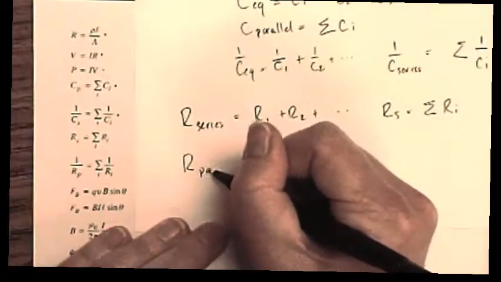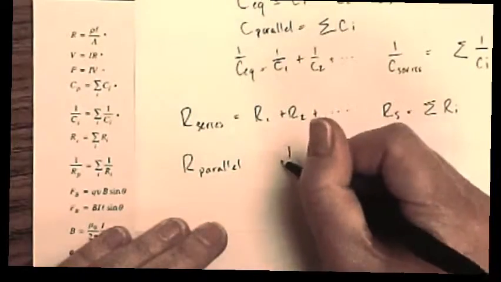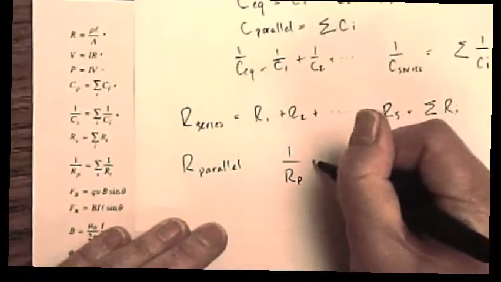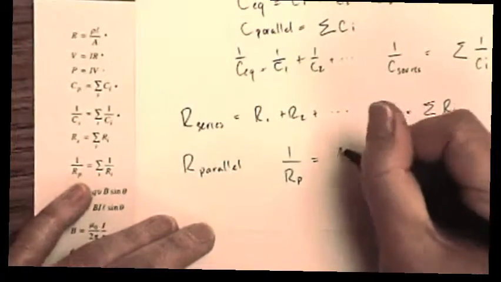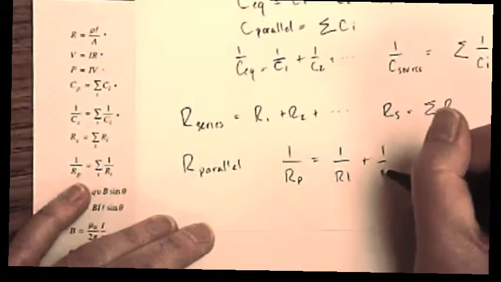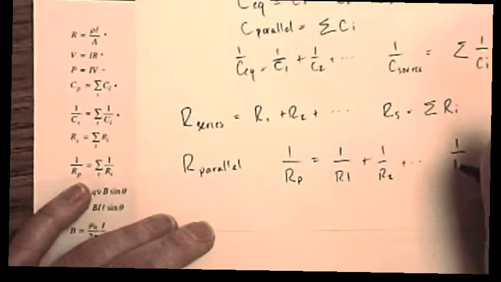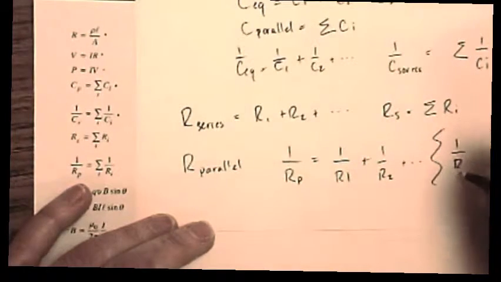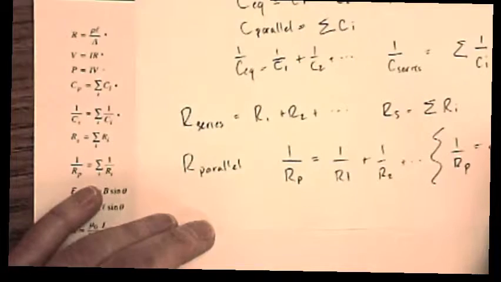And then for resistors in parallel, we take 1 over the sum of the resistors in parallel, or the equivalent or effective resistance, is equal to 1 over R1 plus 1 over R2, etc. And again, on the equation sheet, they write it like this. They say it's the sum of the reciprocal of each individual resistor.